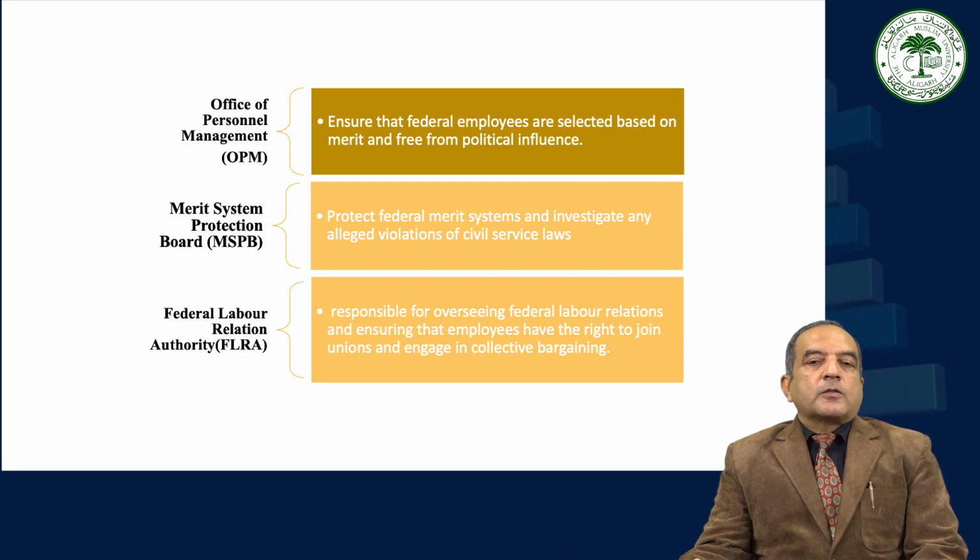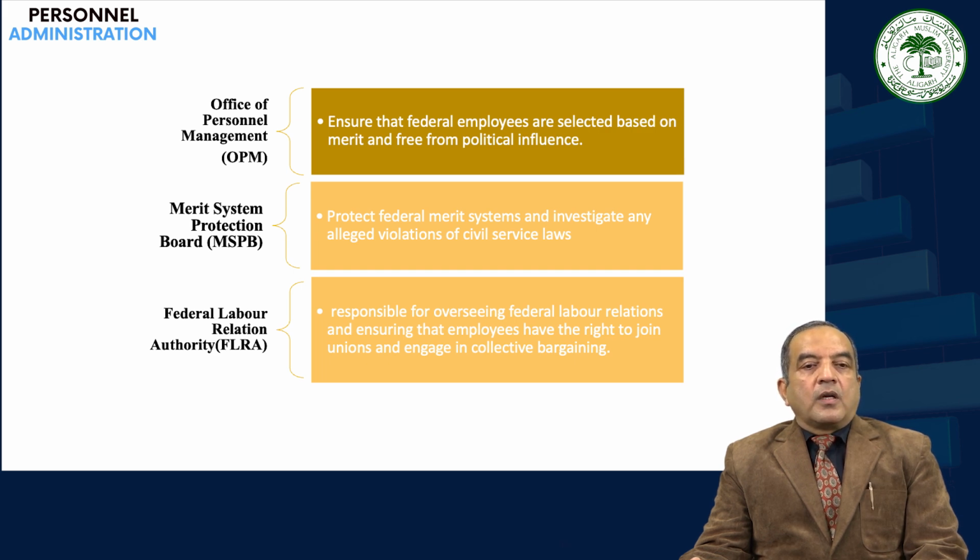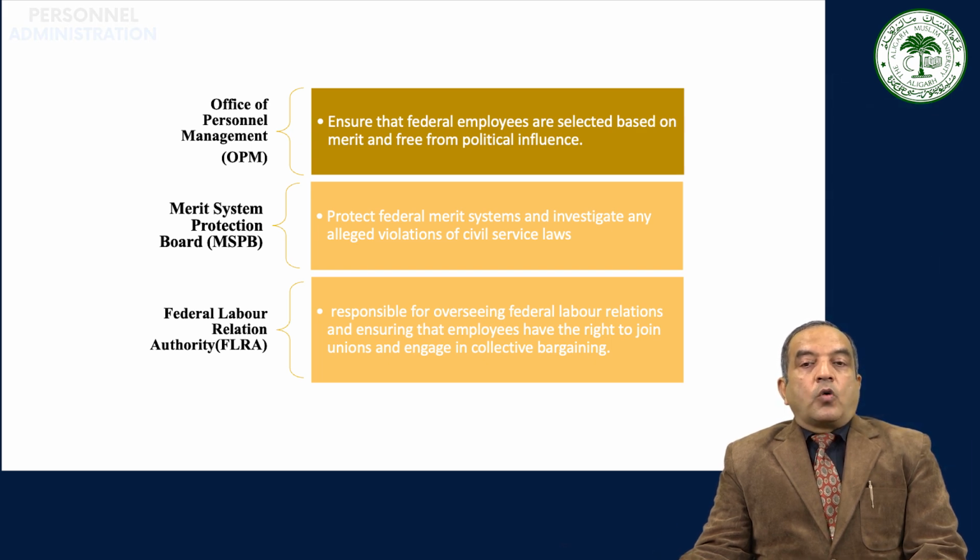If a person is suspended for any reason, he has the right to approach the Merit Systems Protection Board, and the Board will go through the case and determine whether the action is right or not. It has the authority to enforce its decision and to order corrective and disciplinary action. This is a very important authority assigned to the MSPB.